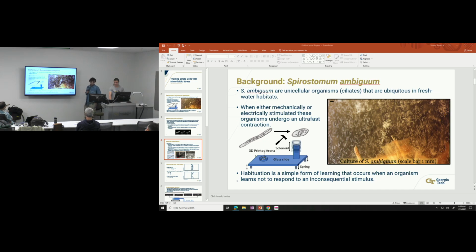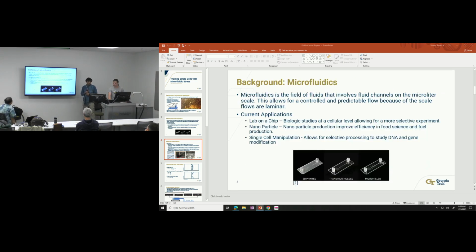Also, this apparatus right there is how many other studies train these organisms. They just cause a vibrational wave in the arena that they're in, which then causes them to contract. So now we want to explore how else we can stress these cells.